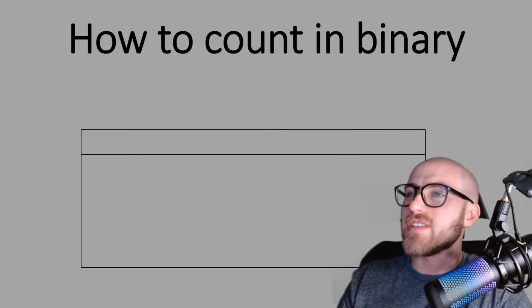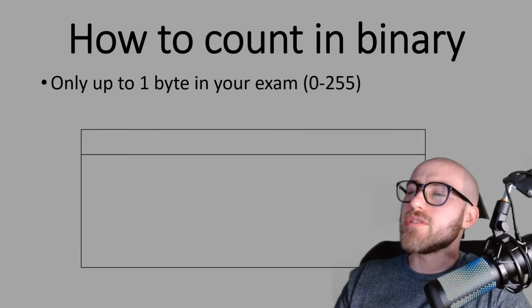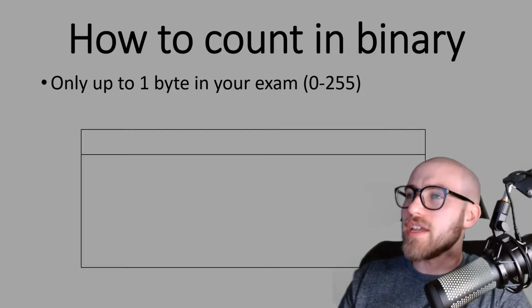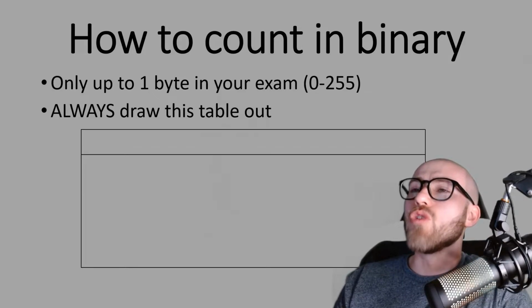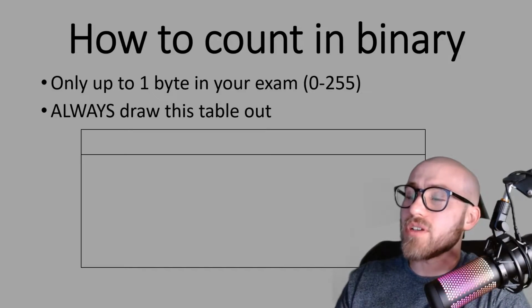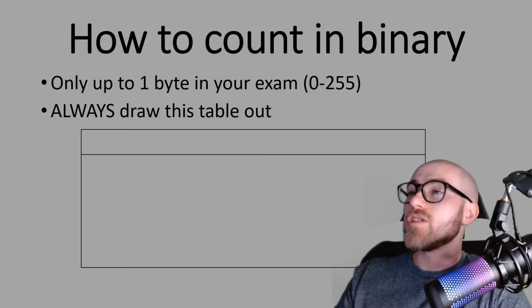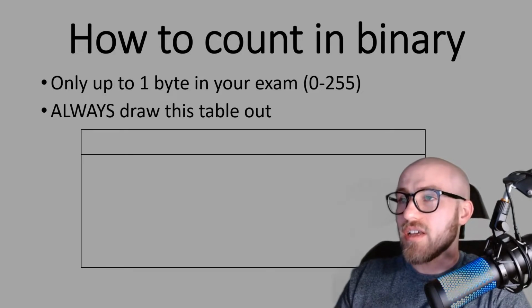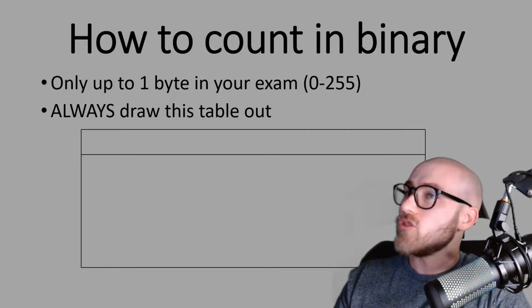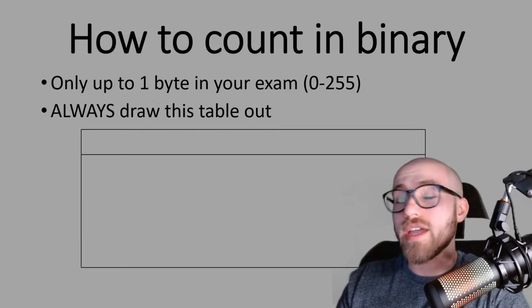Now for the sake of your exam, you only need to be able to do up to 1 byte of information, which our maximum binary number that we are going to be able to make with that will be the denary 255. Now you're going to want to always draw this table out in your exam because it will help you with your conversions. So if you ever see a binary conversion, there's lots of space on your paper, just draw this table out. You've got note pages at the back.